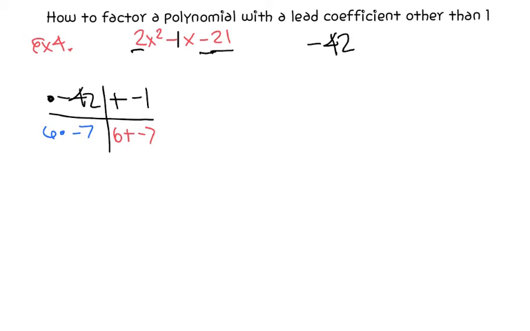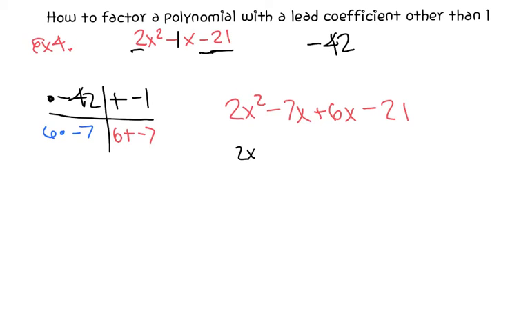So basically we have negative 7 and positive 6. So I'm going to rewrite this out to say 2x squared, and I'm going to use those two values we just found, negative 7x plus 6x, and minus 21. And kind of like we were just doing before, I'm going to put them in groups.